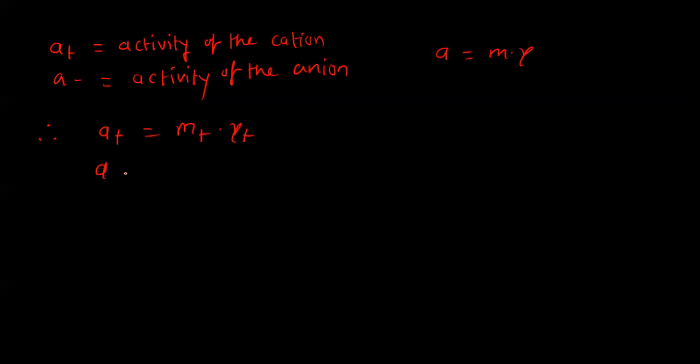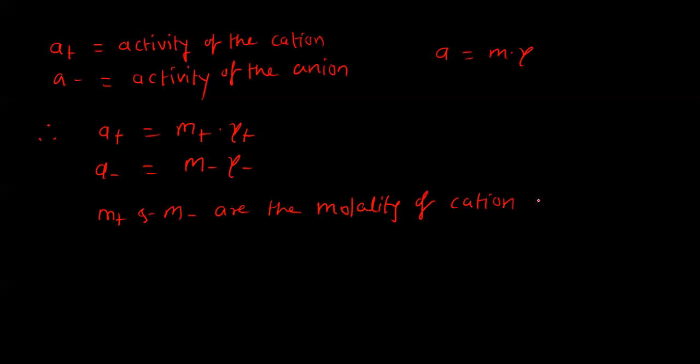We can also write that the activity of the anion is equal to the molality of the anion into the activity coefficient of the anion, where M positive and M negative are the molalities of the cation and anion present in the solution, and A positive and A negative are the activities of the cation and anion present in the solution.